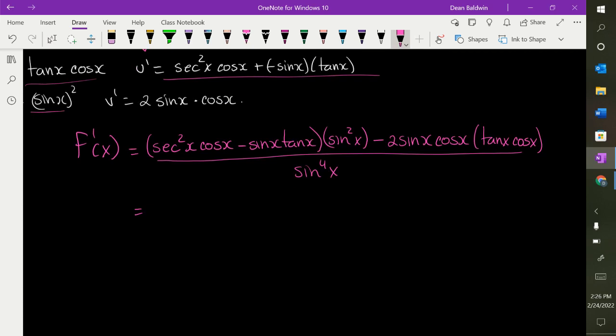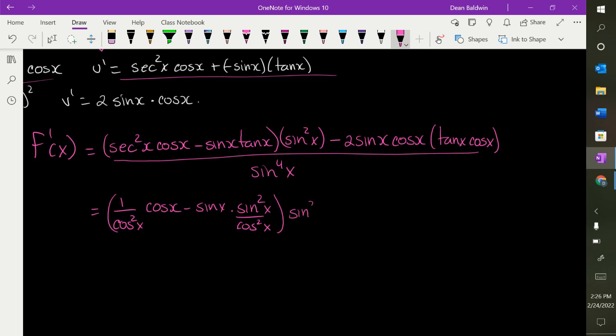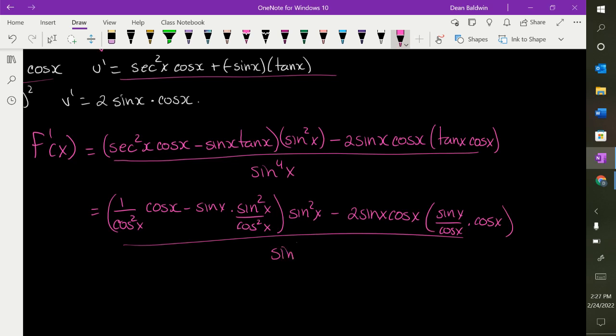Secant is 1 over cos, so secant squared is 1 over cos squared, times cos of x minus sine of x times tan, which is sine squared over cos squared. Forgive me because I'm probably going to forget to put the x's in at some point. And times sine squared of x minus 2 sine x cos x. Tan is sine of x over cos of x times cos of x over sine to the fourth x.